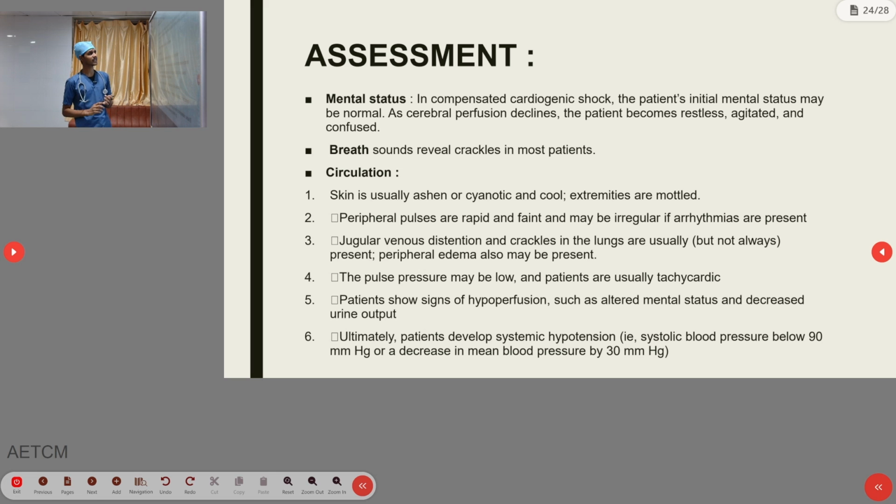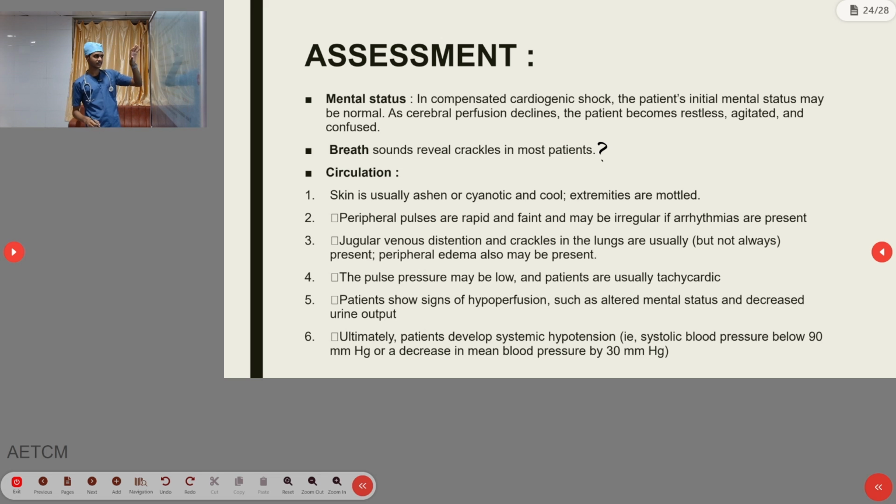So assessment wise, based on the severity, if the person is in compensated cardiogenic shock, there will be no breach in the mental status, they appear normal. But if there is any problem in the cerebral perfusion, that will cause restlessness, agitation and confusion. In the breath sounds we can reveal crackles. Why? Because the crackles mean there is cardiogenic pulmonary edema, so that will cause the crackles.